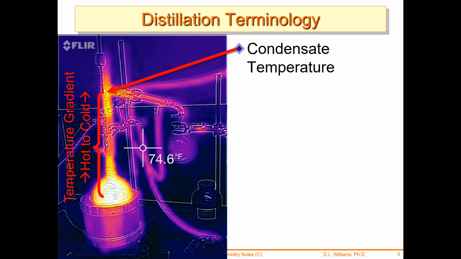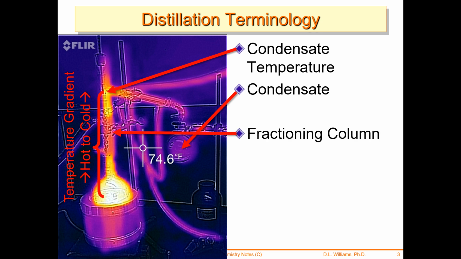So this distillation terminology, you have the condensate temperature. So that thermometer up at the top is measuring the temperature of the condensate. Okay, and the condensate is then dripped out by the condenser into your collection flask. Okay, so that term, the condensate, is what's being distilled. In other words, also you could call it the distillate.